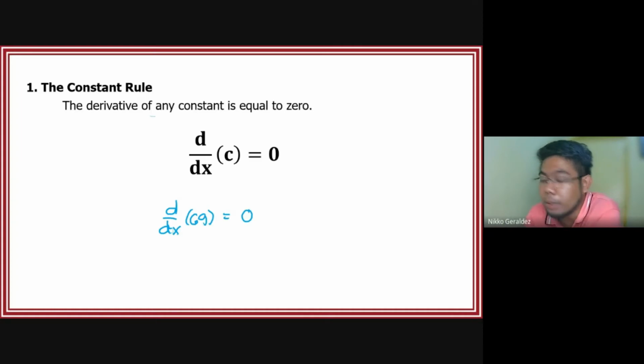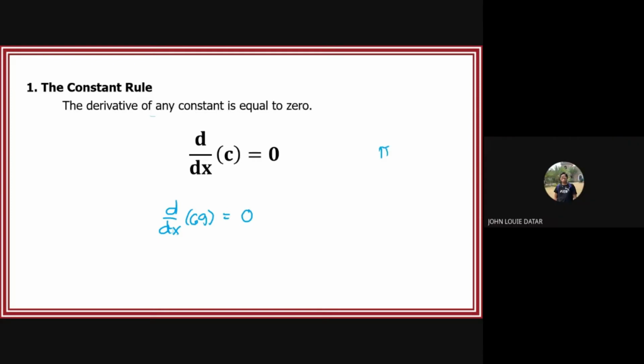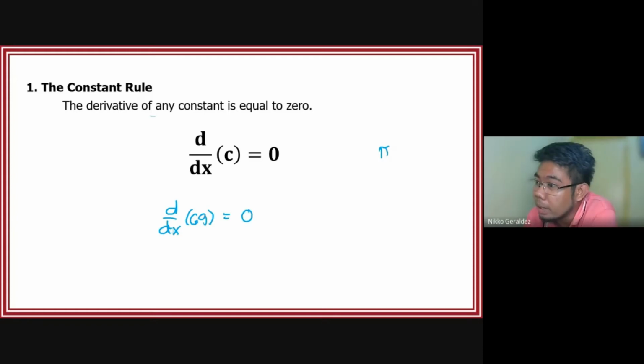What is the derivative of pi? Pi is 3.14, its derivative is 0. Zero. Pi is a constant, right?